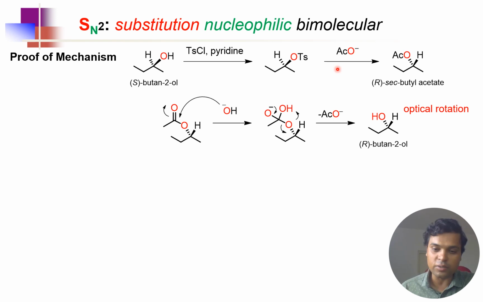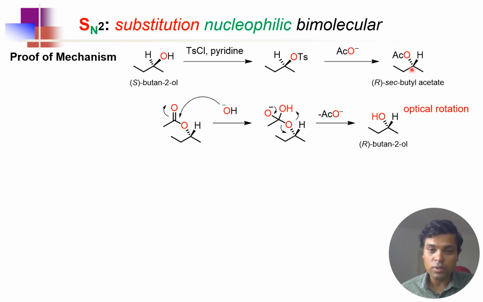Now you are doing the SN2 reaction, where you react with the acetate anion, so the acetate should come from the back side and your OTs should leave the molecule. Your OTs was above the plane. Now you perform the SN2 reaction, so the OAc or acetate should come from the bottom of the plane. So you end up with this particular product.